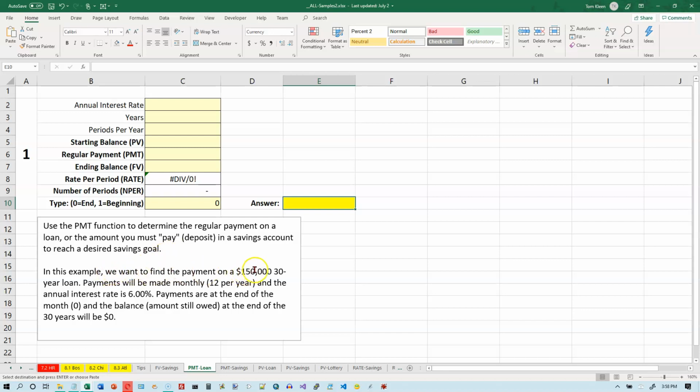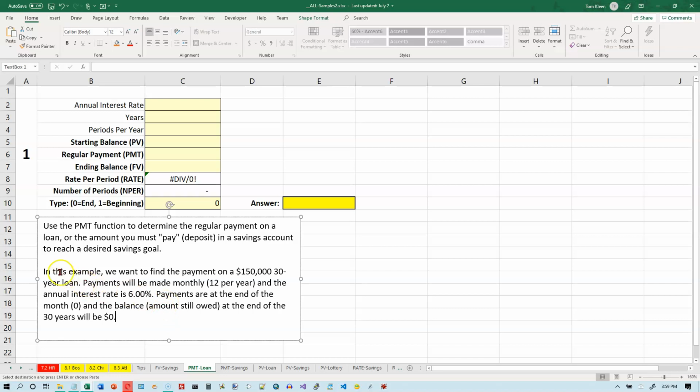It says we have a $150,000 loan. We're going to take 30 years to repay it. We're going to make monthly payments, 12 per year. The annual interest rate is 6%, but what we need is the rate per period, so we'll get to that in a minute. Payments are at the end of the month, and that's this value here. It's either a 1 or a 0 for beginning or end. And at the end, the balance should be 0, which means you've paid back all of the loan.